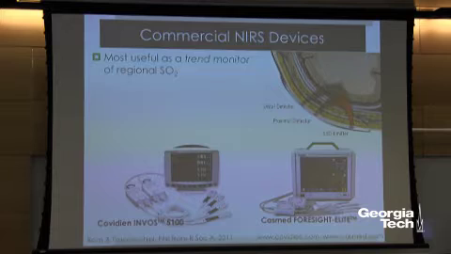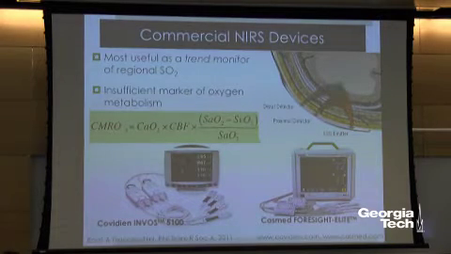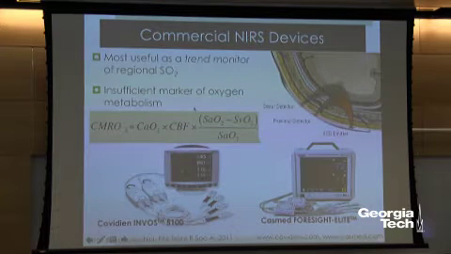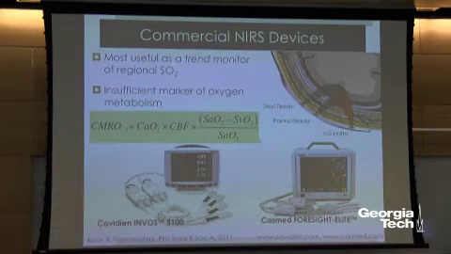So it's most useful as a trend monitor of regional oxygen saturation. And then moreover, if you want to use it as a monitor of oxygen metabolism, which is really the aim when you're trying to monitor these hemodynamic parameters in the brain, it's really an insufficient marker of metabolism, and when you look back at that formula, you can see why, right? So it's basically just this component of the formula, and without the delivery piece, it's very difficult to make an assessment of the patient's brain health.